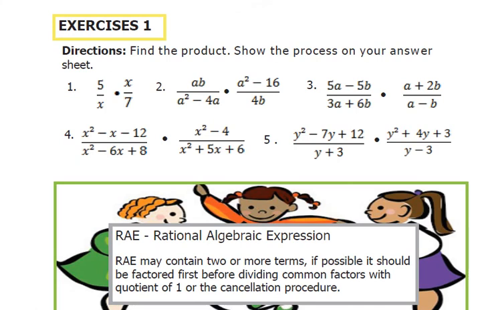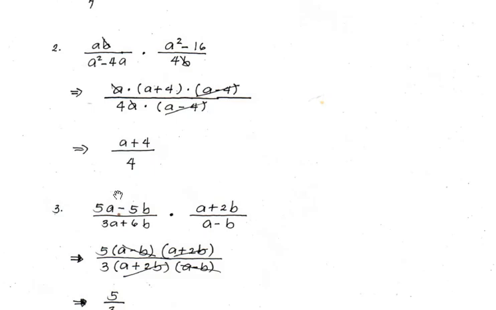For number 2, we have ab all over a squared minus 4a times a squared minus 16 all over b. Solution? Well, right away, we can factor out b. b divided by b here, that's 1. Or simply, we can cancel b. We are left with a. Multiply that, we can simply have these algebraic expressions into one single fraction.